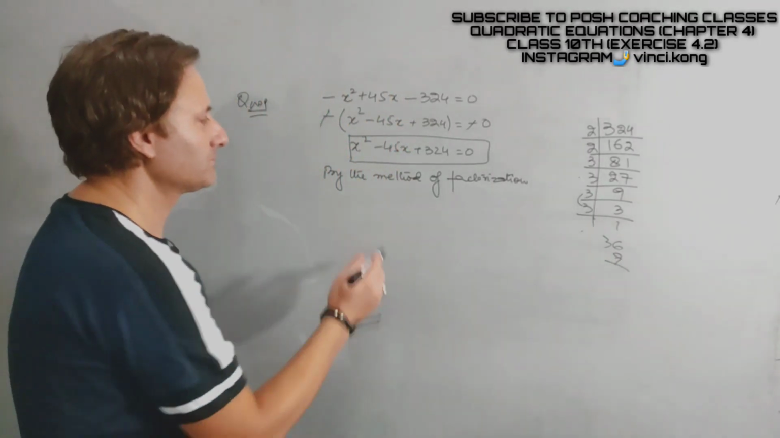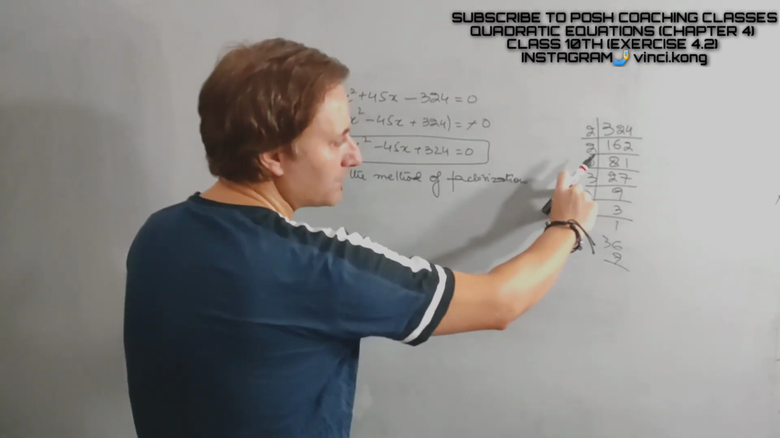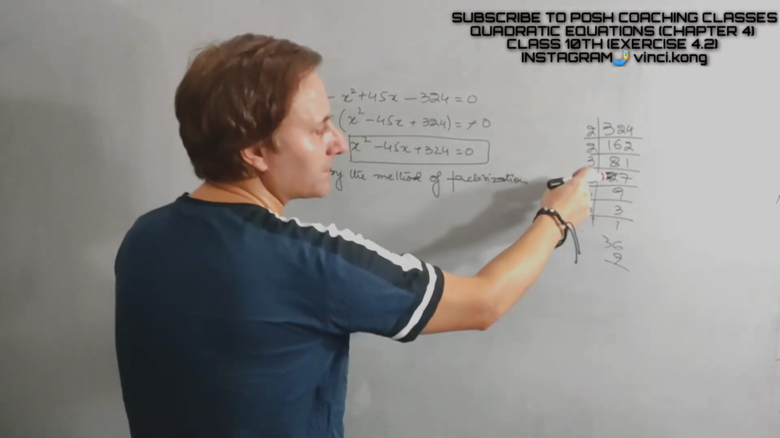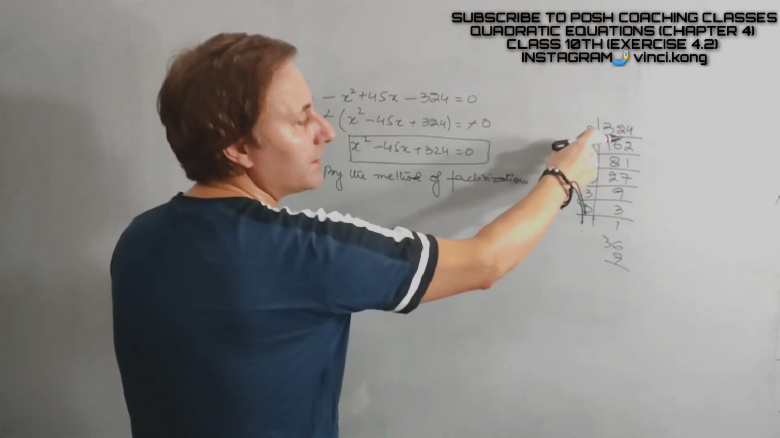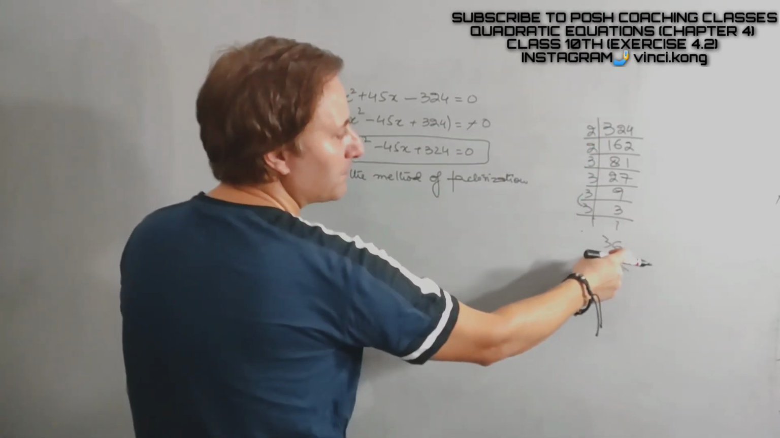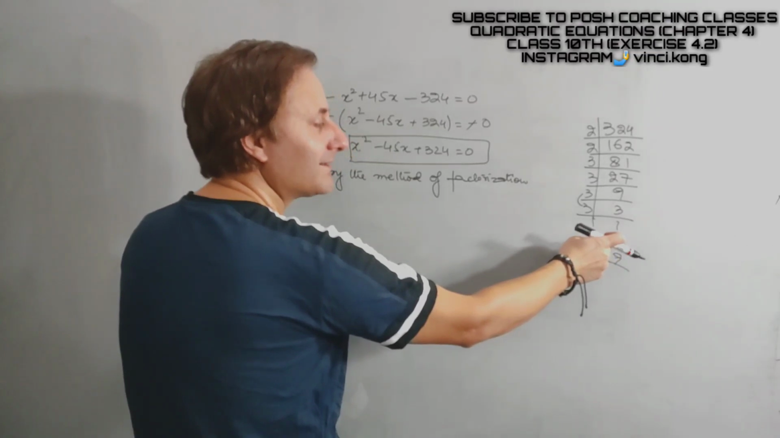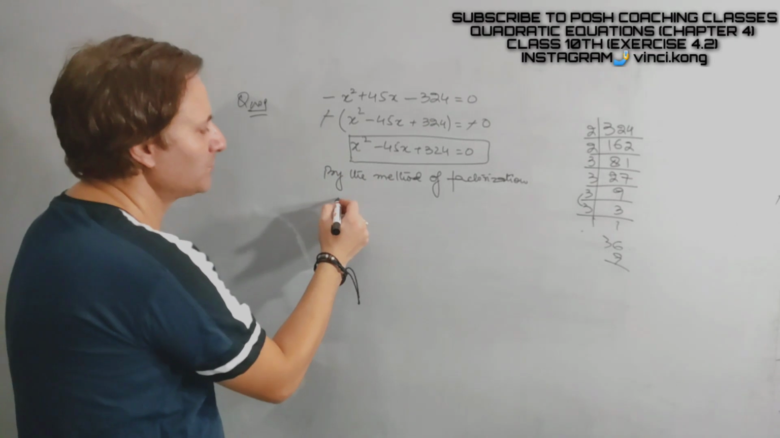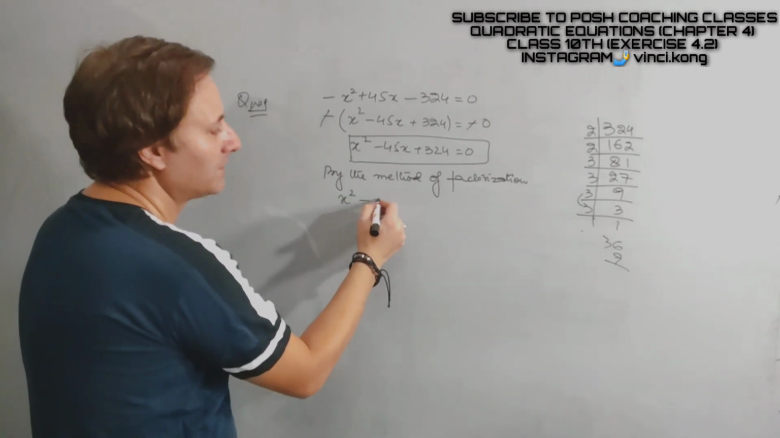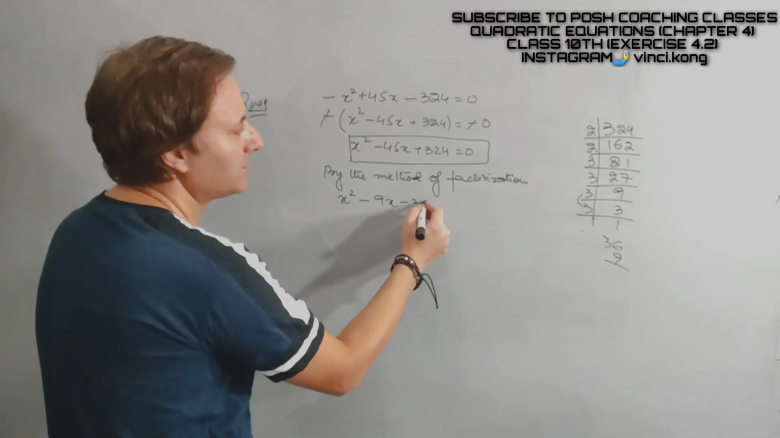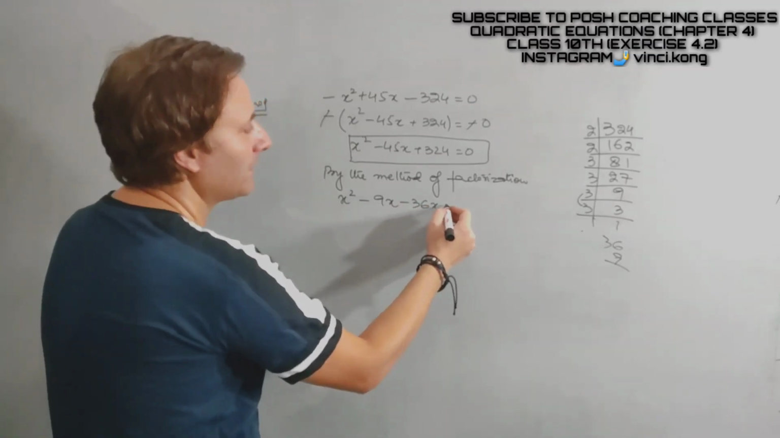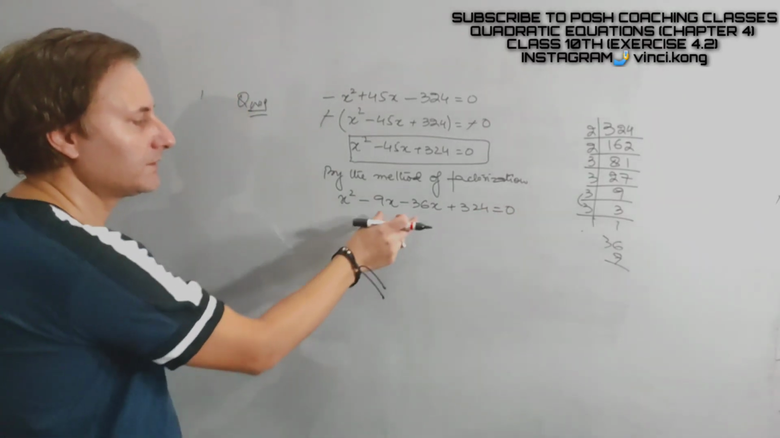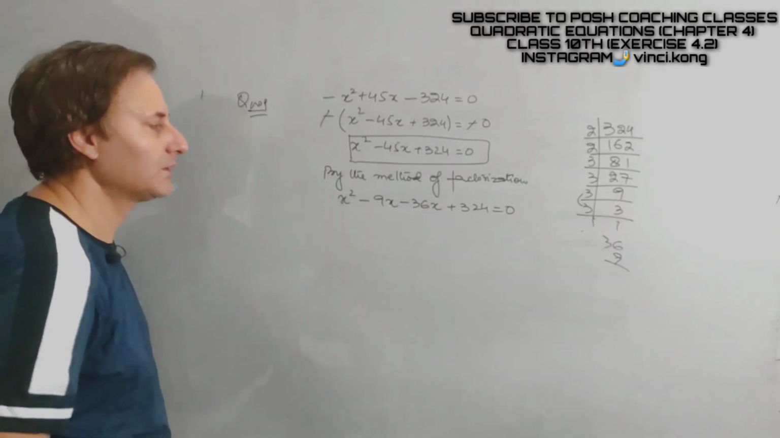So see what I did, I just took these two, so this is 3 multiplied with 3 9, and then I multiplied all these, it becomes 36. 3 into 3 9, 9 to 18, 18 to 36, so 36 multiplied by 9 becomes 324, and if I add 36 with 9 it is 45. So this is how it has to be done. So I'll write x squared minus 9x minus 36x plus 324 is equal to 0. 9 multiplied by 36 is this.